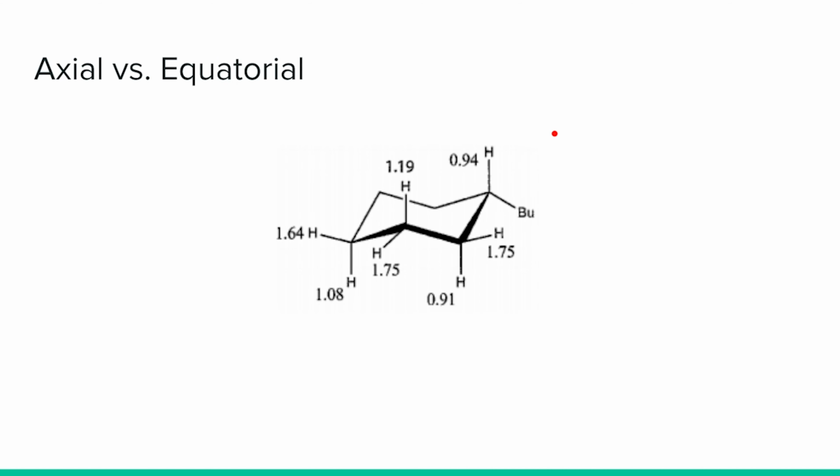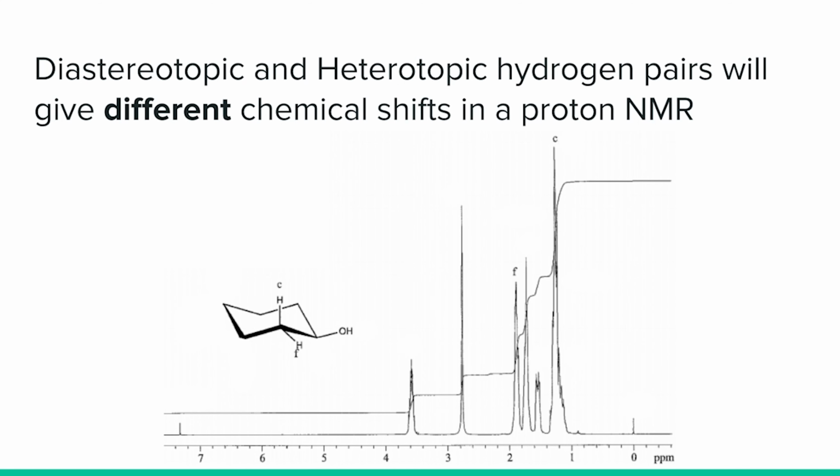Now let's briefly talk about axial versus equatorial hydrogens. We have butyl cyclohexane here. These values represent the ppm values, so the higher ones are more deshielded. Notice that the equatorial hydrogens are more deshielded than the axial hydrogens. This is one of the findings that made proton NMR really popular, and notice that in this one we also have an equatorial and an axial, and the equatorial one is more deshielded than the axial hydrogen.